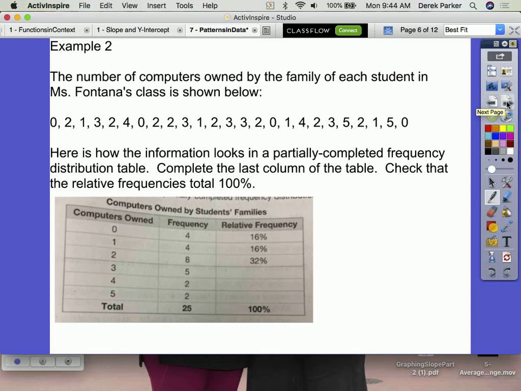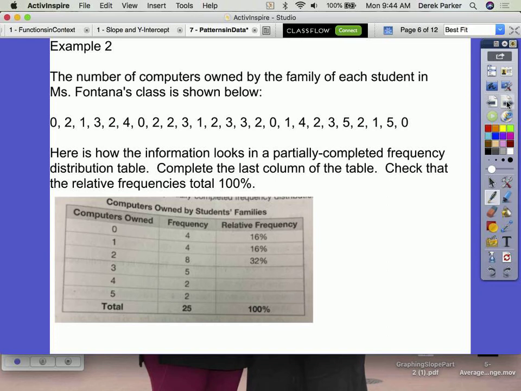The number of computers owned by the family of each student in Ms. Fontana's class is shown below. Now you can see all those. So what I've done, I've created a frequency table. Here's how the information looks in a partially completed frequency distribution table. Complete the last column of the table.